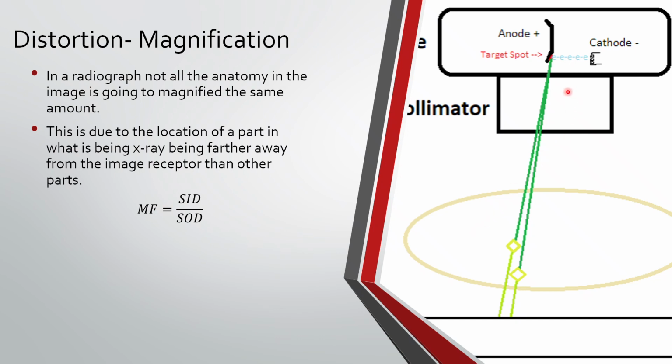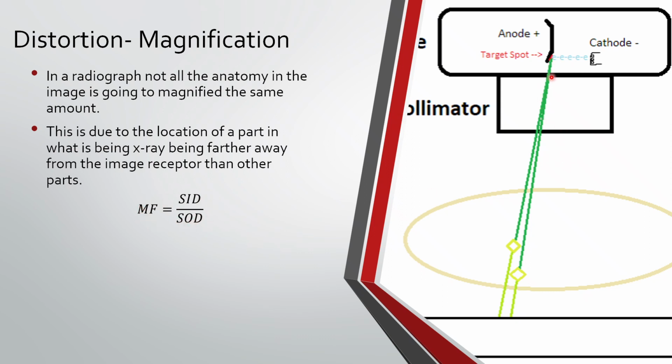This is why we perform the chest x-ray PA. We perform it PA so that the heart is closer to the IR, right? Okay, and it can be better represented. And in a T-spine AP, the spine is closer to the IR. So here we have the magnification factor again.